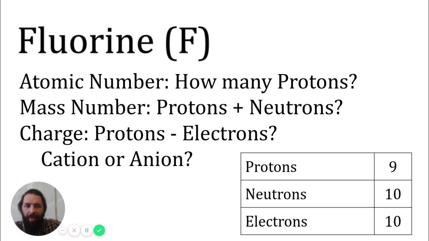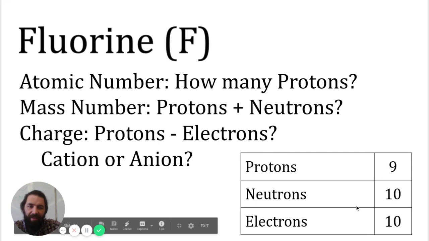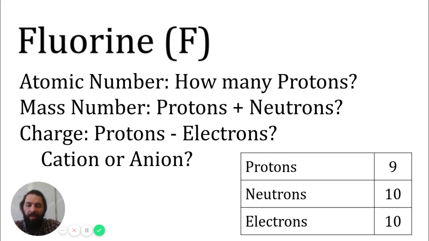Okay. What about this fluorine? So what is the atomic number? Still 9. Every time you have fluorine, the atomic number is going to be 9. Okay. What is the mass number? Well, I have more neutrons now, right? So 9 plus 10 would be 19 for my mass number. And my charge would be 9 minus 10, for 9 protons minus 10 electrons. And so I get -1. And that means that this is what kind of ion? Still an anion. Okay, good. So let's do another one.